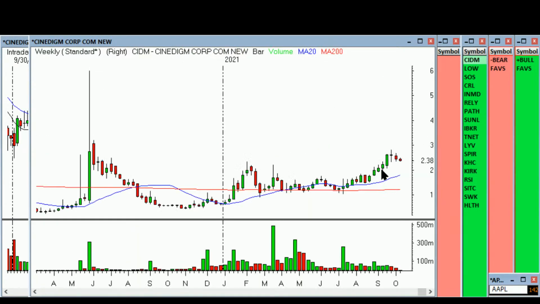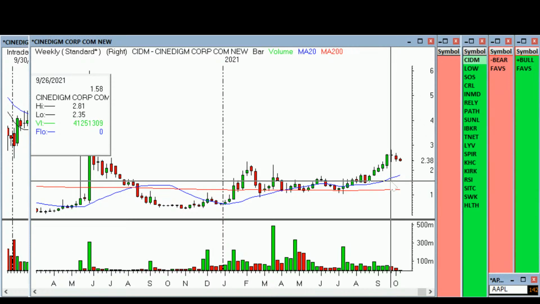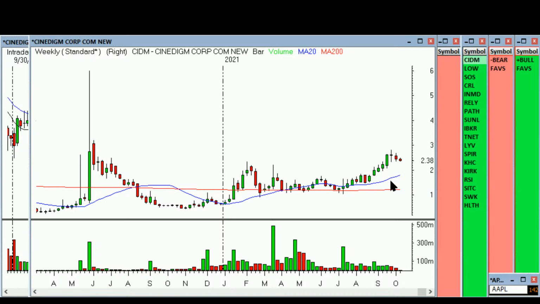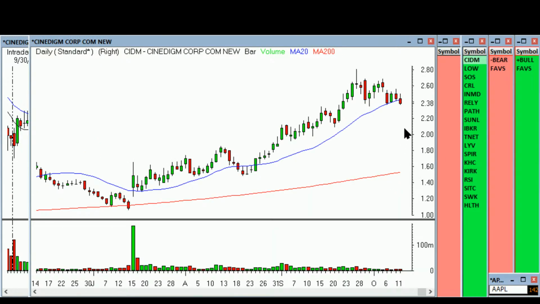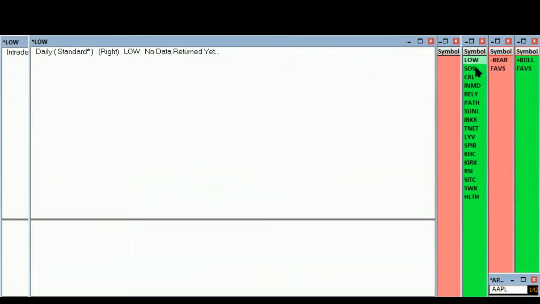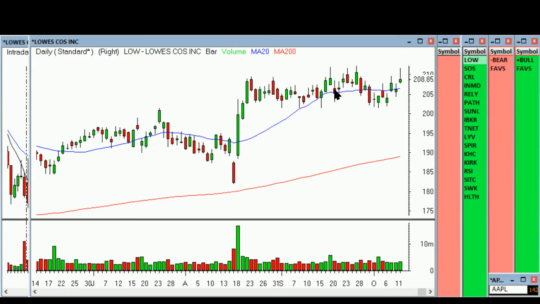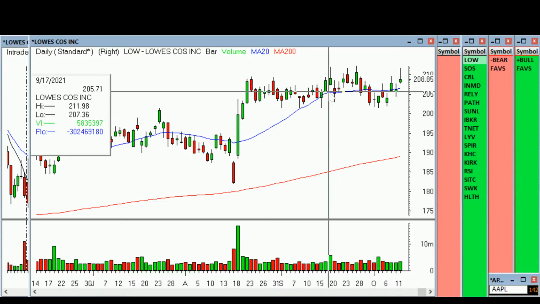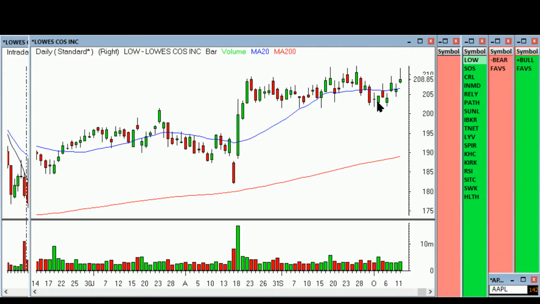Weekly, under 34 is the trail. So this was entered into at 180 something. So it's pretty good. CIDM already took half, the back half. LOW is bullish. LOW back to almost break even. This was entered into on this day and it hasn't gone anywhere for a while, almost stopped out and back up. So this looks higher.